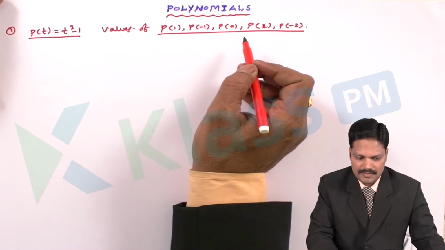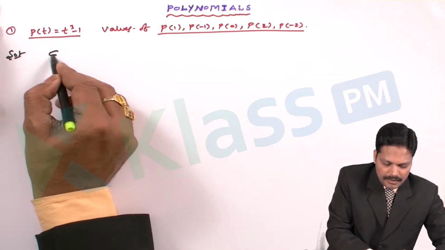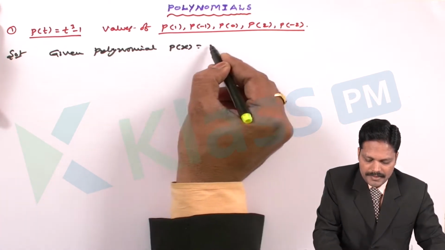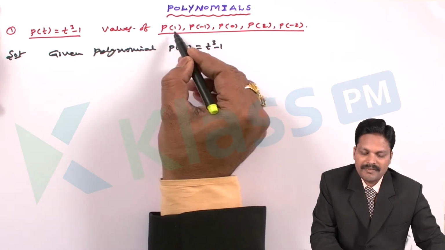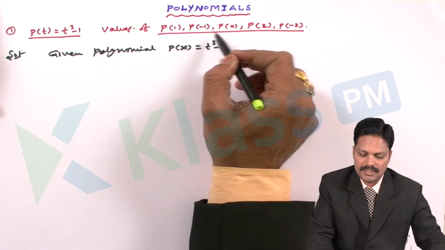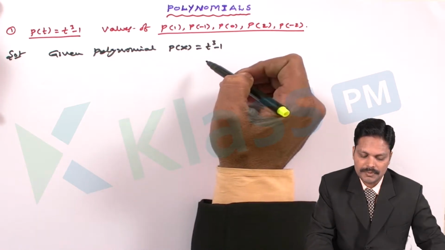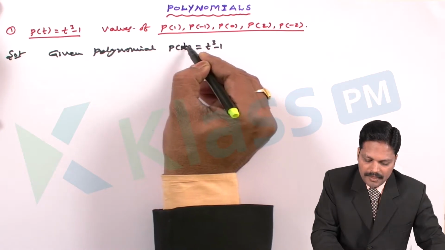How will we get the values? See, how should we find that? We should write the given polynomial as p of t is equal to t cube minus 1. We need to substitute the values 1, minus 1, 0, 2, and minus 2. These all 5 values we need to substitute where we have t in p of t.